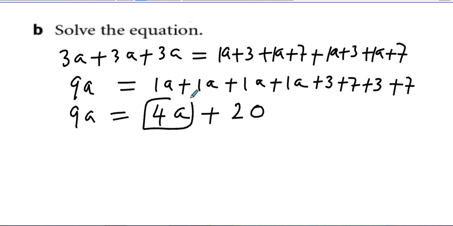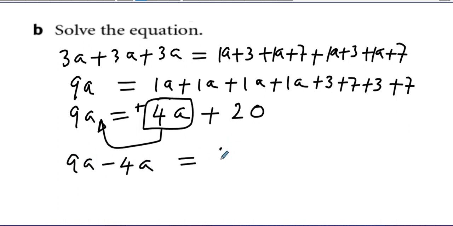Okay, now take 4a. Shift it here. Because that is positive, it will be 9a minus 4a equals positive 20. 9a minus 4a, that is 5a equals 20.